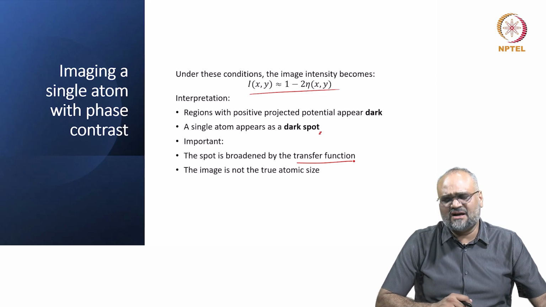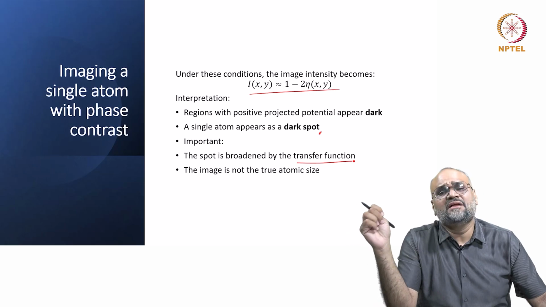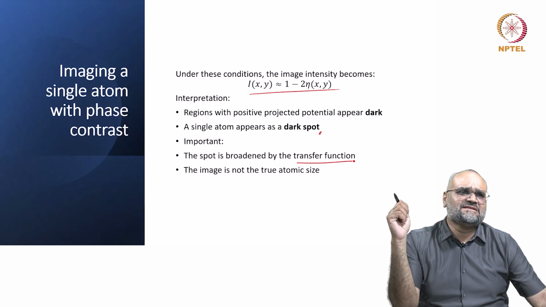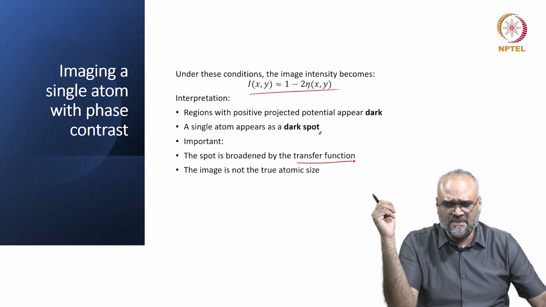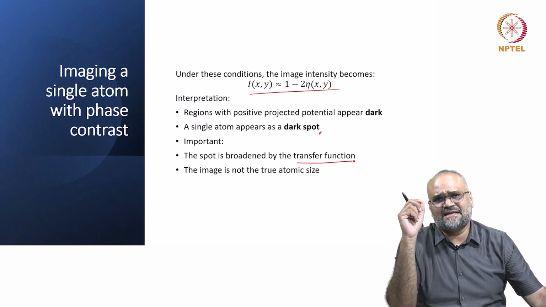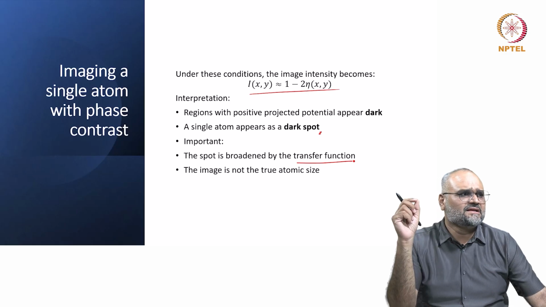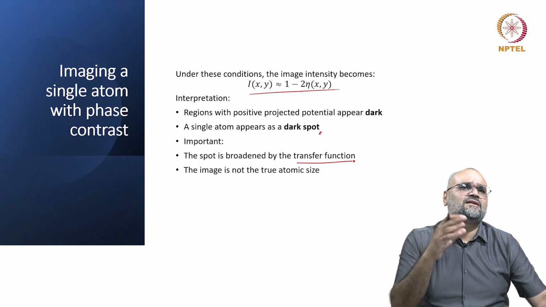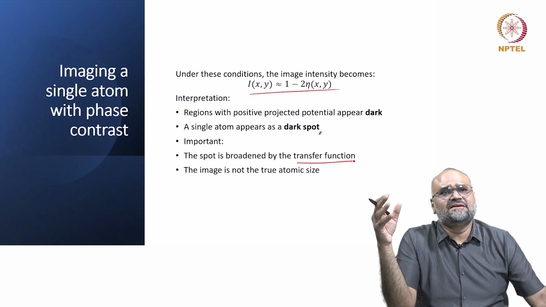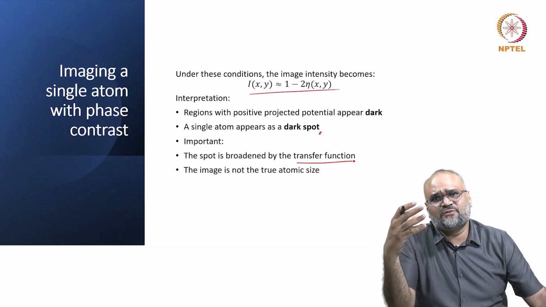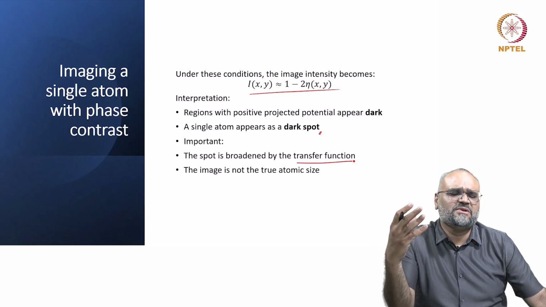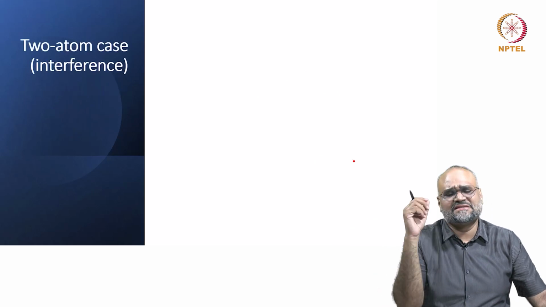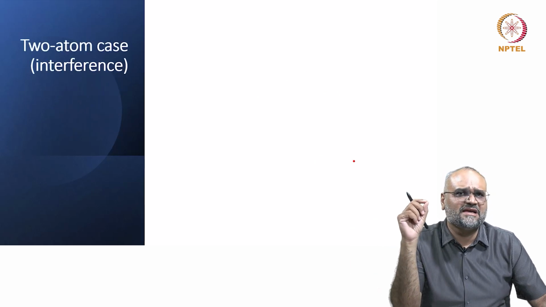There is something called delocalization as well. I'll talk more about it when I start introducing lens aberrations at a later stage. So the image is not true atomic size, and when I have the case of two atoms or an array of atoms interfering, the exit wave from the crystalline sample producing an interference pattern, we have to understand it with the simplest scenario where I have a two atom case first.